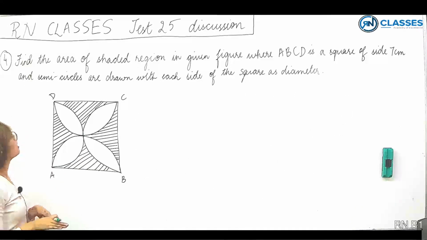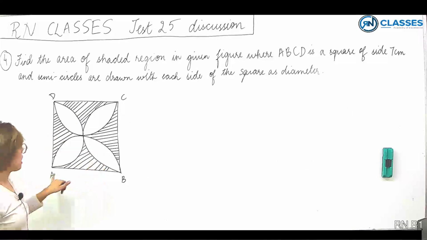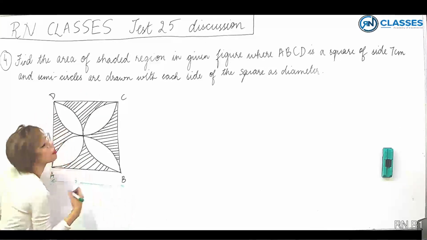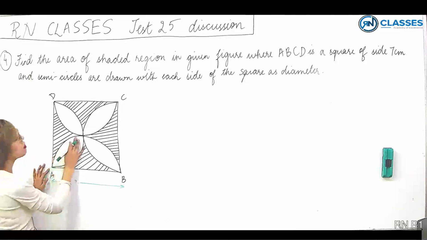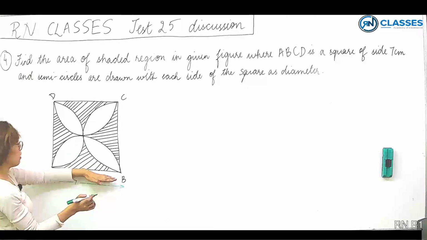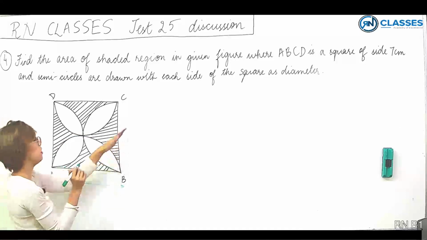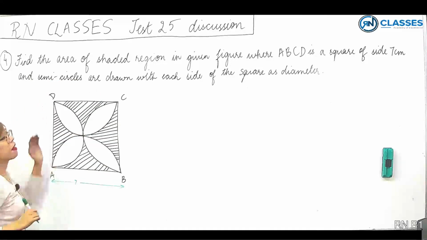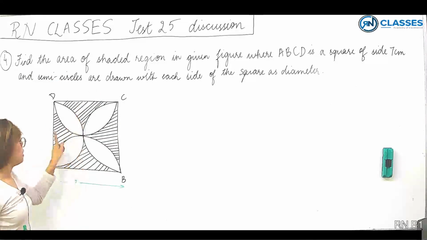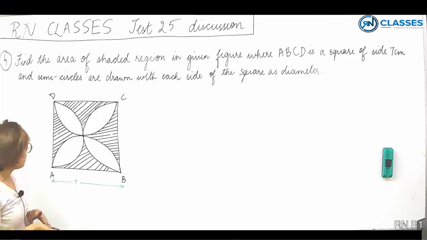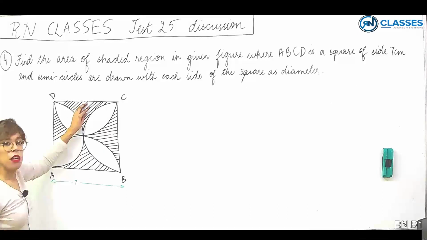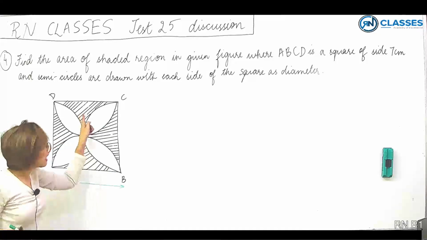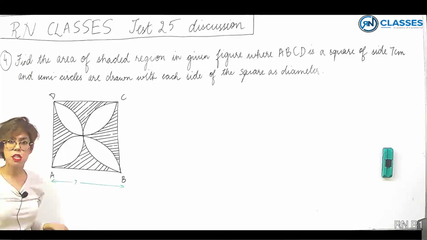Right. So the next question is, find the area of the shaded region where ABCD is a square of side length 7. So this length is 7 centimeter, of course. And semicircles are drawn with each side as the diameter. So keeping this as the diameter, this is semicircle, this is semicircle, this is semicircle, and this is semicircle. And you need to find the area of these regions. Right? Now, if you look carefully, this area and this area and this area as well as this area should be equal by symmetry, right?